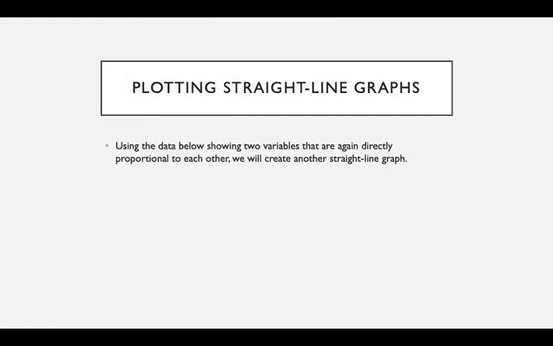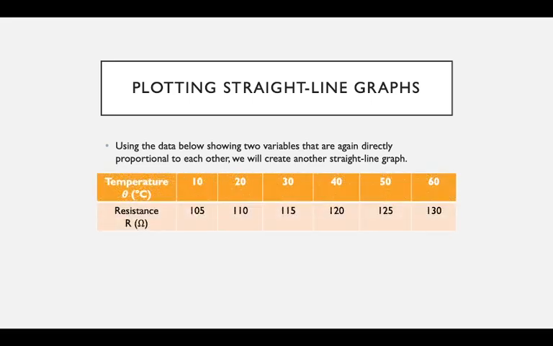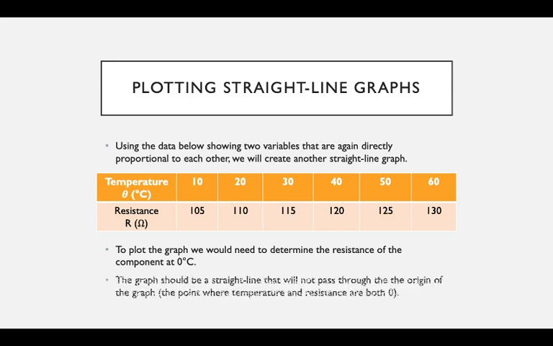So using the data below here, showing two variables that are again directly proportional to each other, we're going to create another straight line graph. This is temperature and resistance in a component. To plot the graph, we need to determine the resistance of the component at 0 degrees Celsius. The graph should be a straight line that will not pass through the origin of the graph. This is the point where the temperature and resistance are both 0.